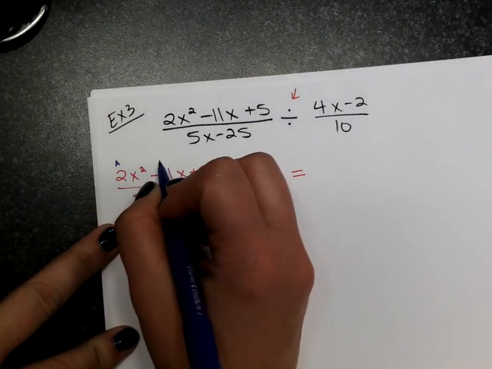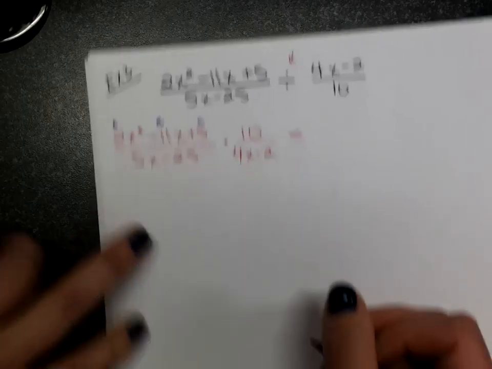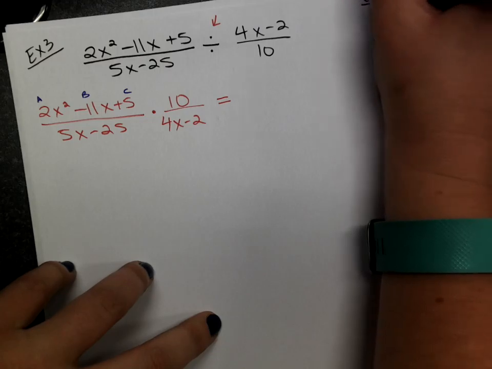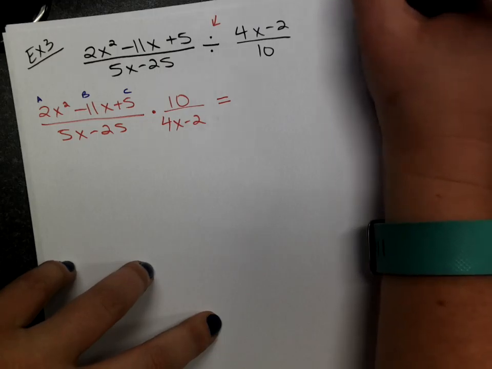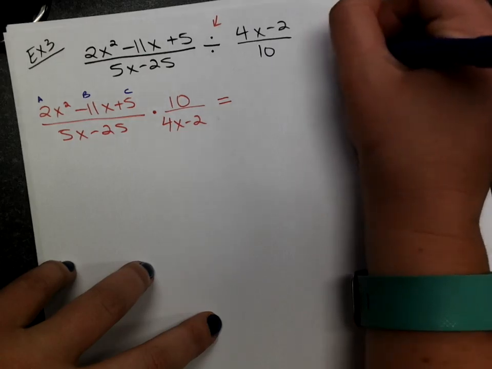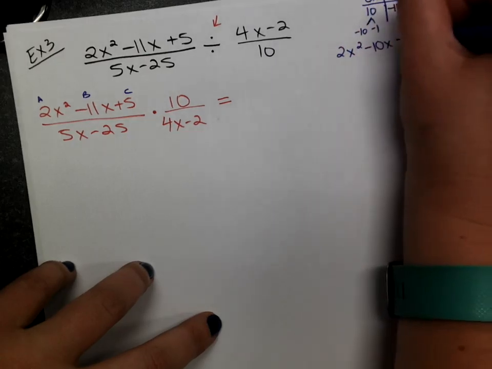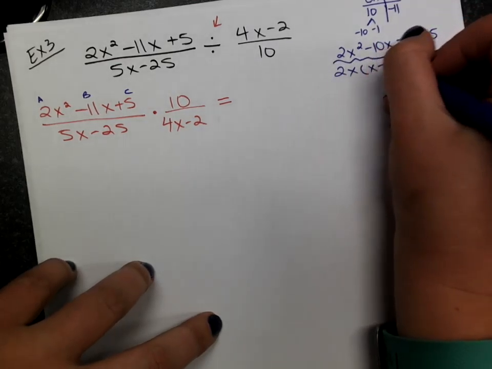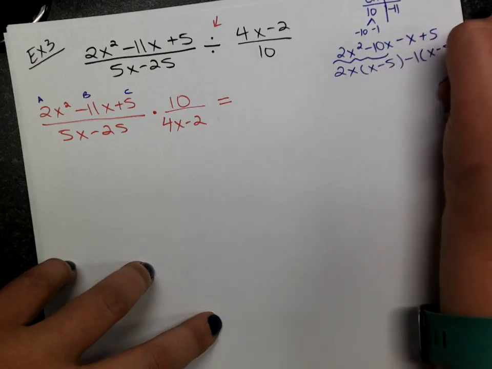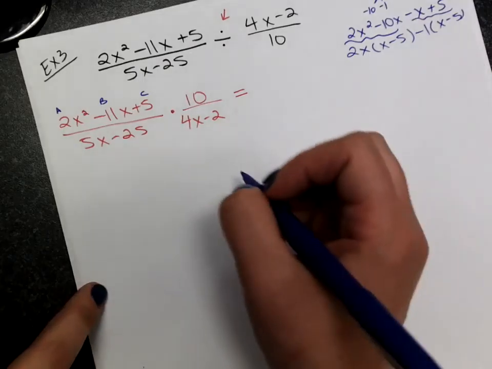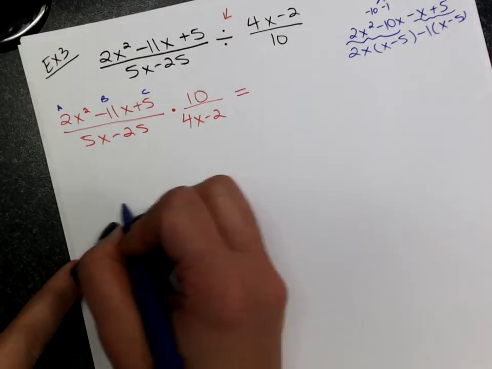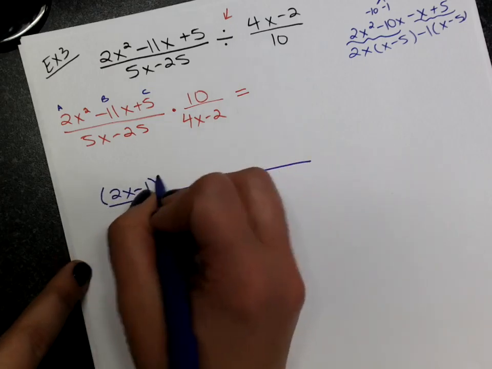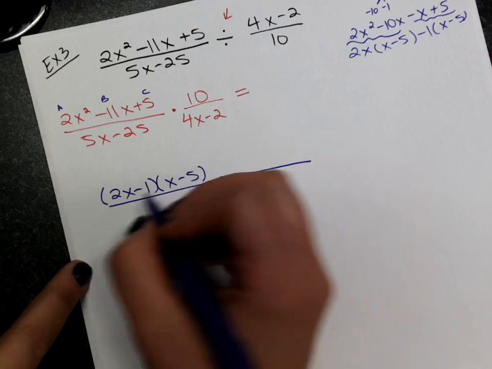So here I've got a trinomial. I need to factor that with ABC. Remember to work this off to the side. I'm going to work it up over here. So C times A will be 10, and B is negative 11, which gives negative 10 and negative 1. 2x squared minus 10x minus x plus 5. Do my grouping real quick. Alright, so that top factors into 2x minus 1 times x minus 5.